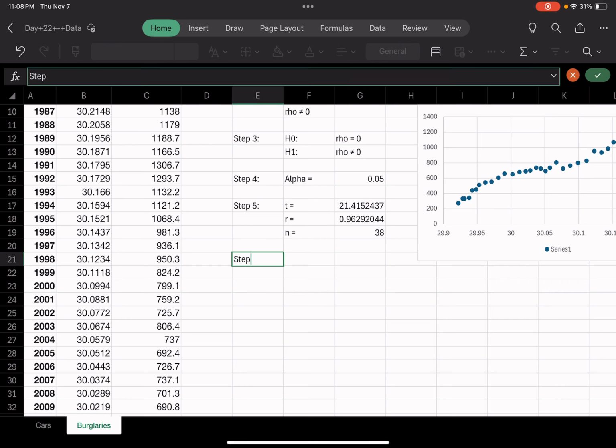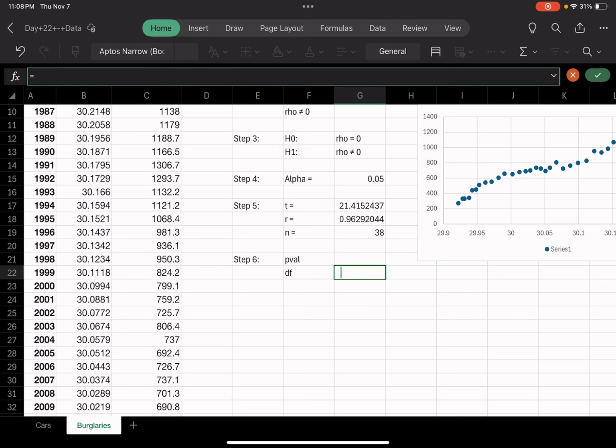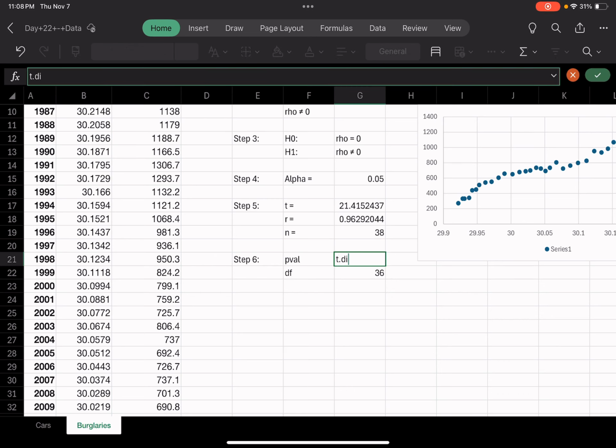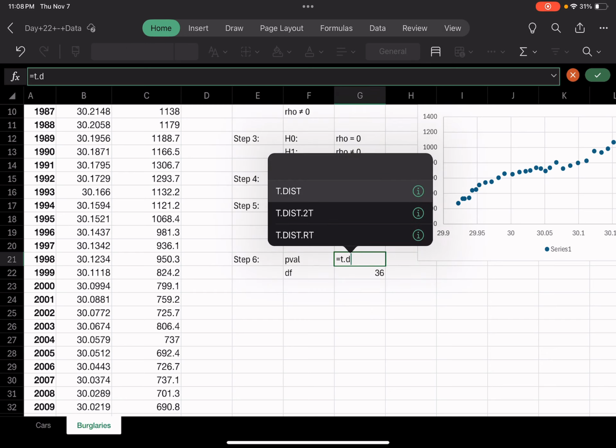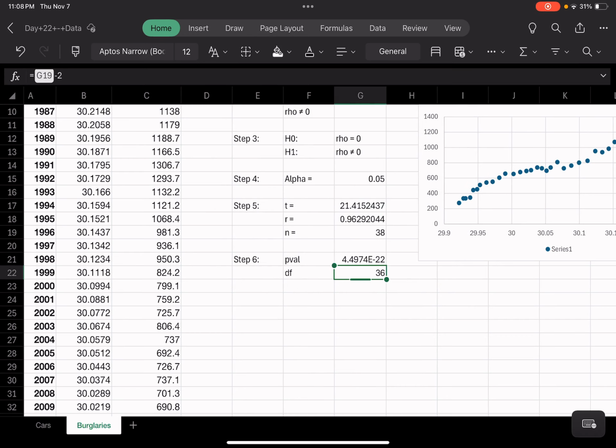This is step 6, the p-value. But I remembered I need to put in degrees of freedom first. And so the degrees of freedom is going to equal n minus 2. There we go. The p-value is going to equal, let me think. Oh, it's a t distribution, T.DIST. It's a two-tailed test. So T.DIST.2T, put in my x value, degrees of freedom, enter.